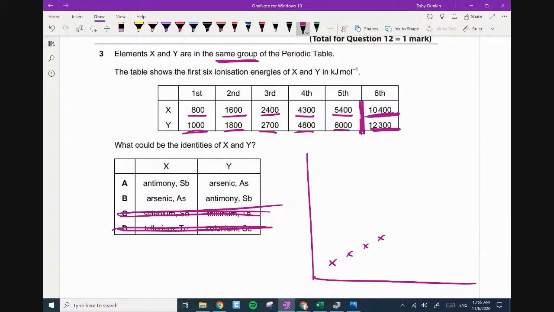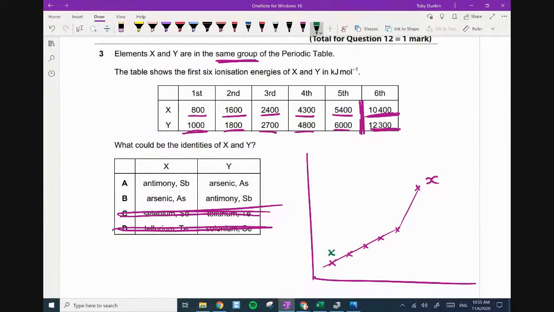This is graph X. There we go. And so let's draw a little line of best fit. There we go. C group 5. And this is X. Let's now graph Y. Y is harder.